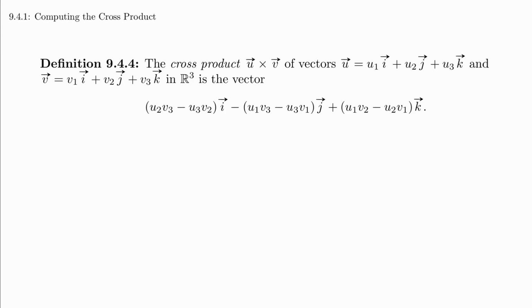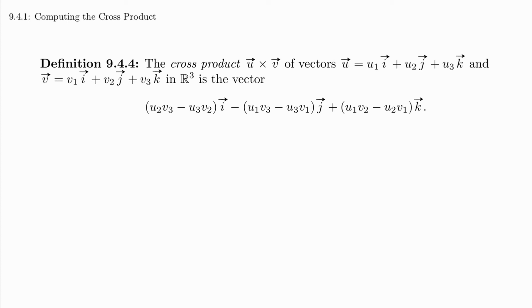If we use the distributive property and these formulas, we can come up with a general formula for the cross product. The calculation is just algebra and these formulas, and the book has worked it out in detail for you. We're going to jump straight to the result. Definition: the cross product U cross V of the vectors u and v in R3 is the formula (u2v3 minus u3v2)i minus (u1v3 minus u3v1)j plus (u1v2 minus u2v1)k.